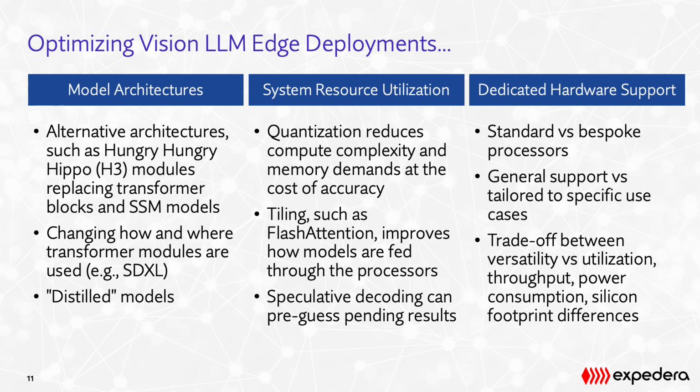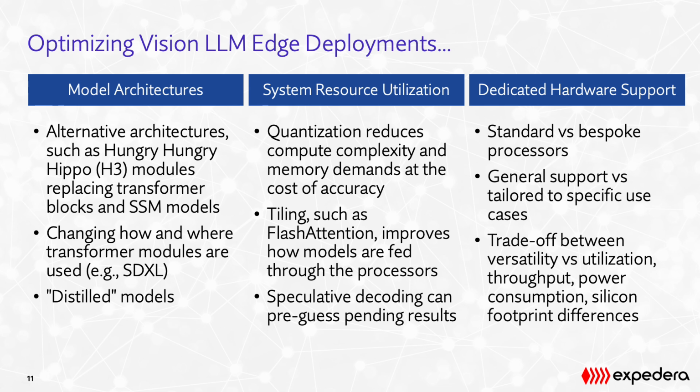So let's move on to our second category. These are going to be system resource utilization optimizations. The first and most obvious one is quantization. Most of these models are being trained in floating point 16, and you can go much smaller. The common target right now is to go down to int 8 or int 4, and what you're doing there is you're reducing the compute complexity and you're reducing the memory demands of both the model weights and the data that you're sending through it.